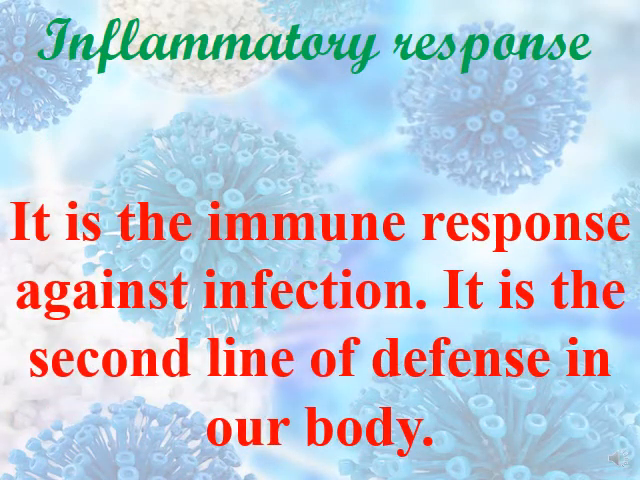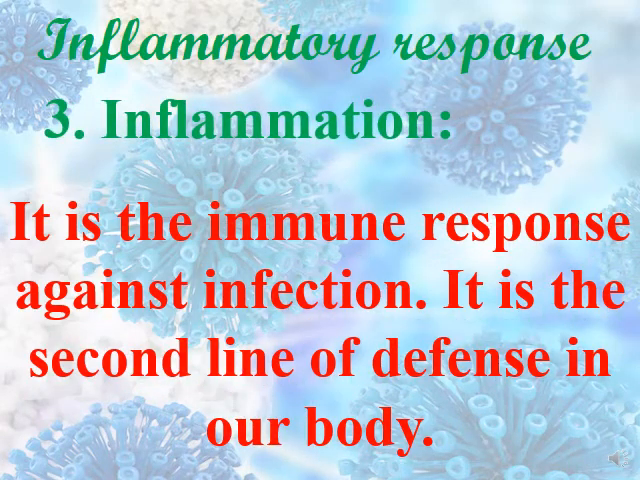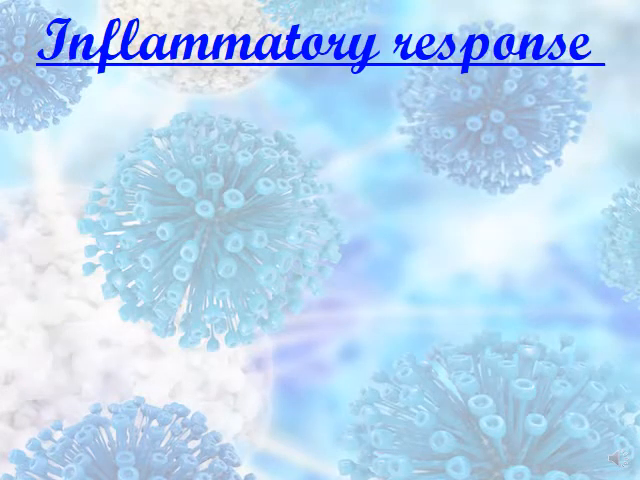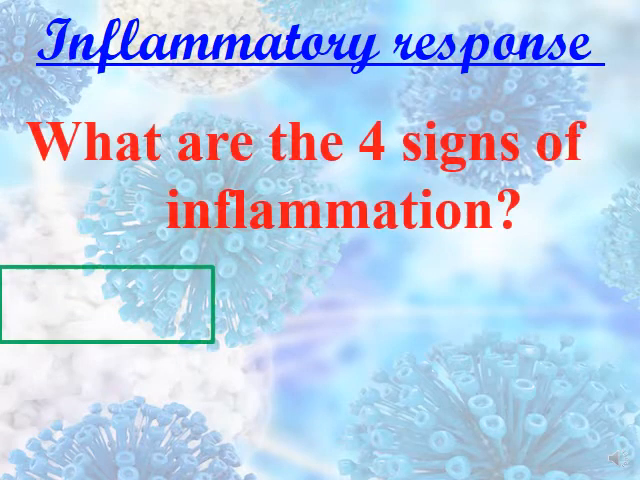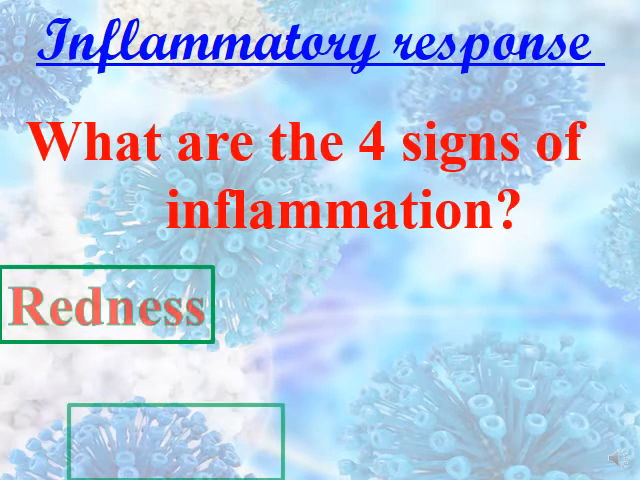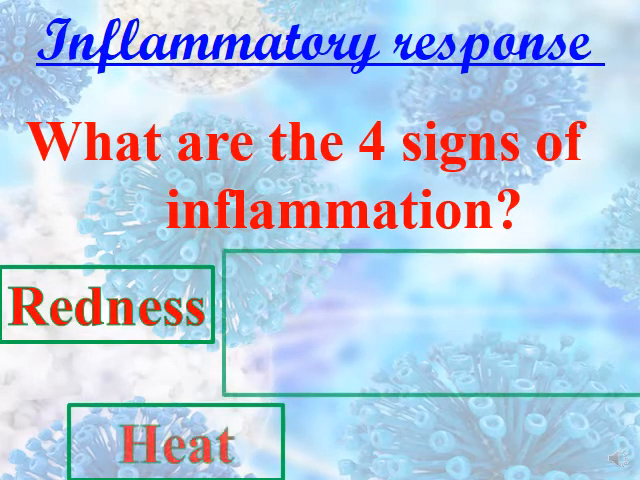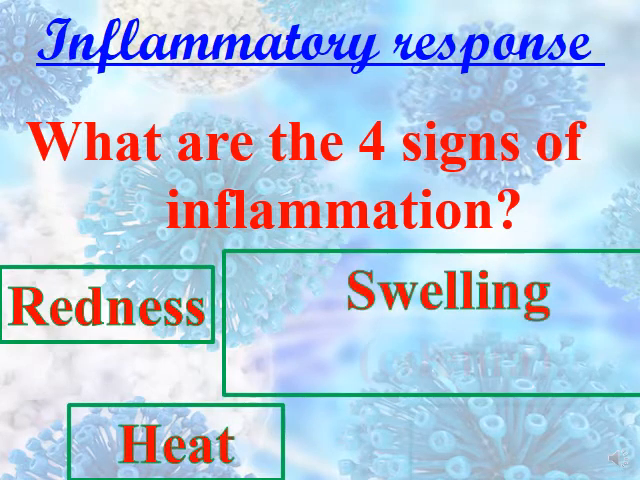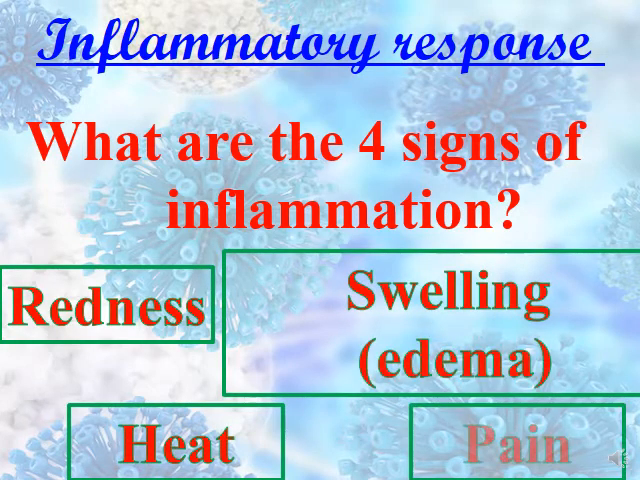Inflammatory response. What is inflammation? Inflammation is the immune response against infection. It's the second line of defense in our body. The inflammatory response includes four signs. First one, redness. Second, heat. Third, swelling, which is called edema. And finally, we have pain. These are the four signs of inflammation.